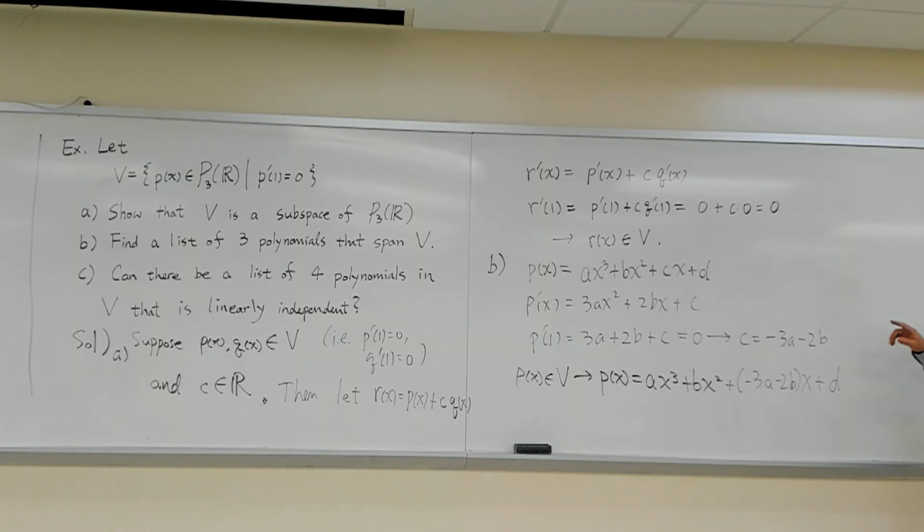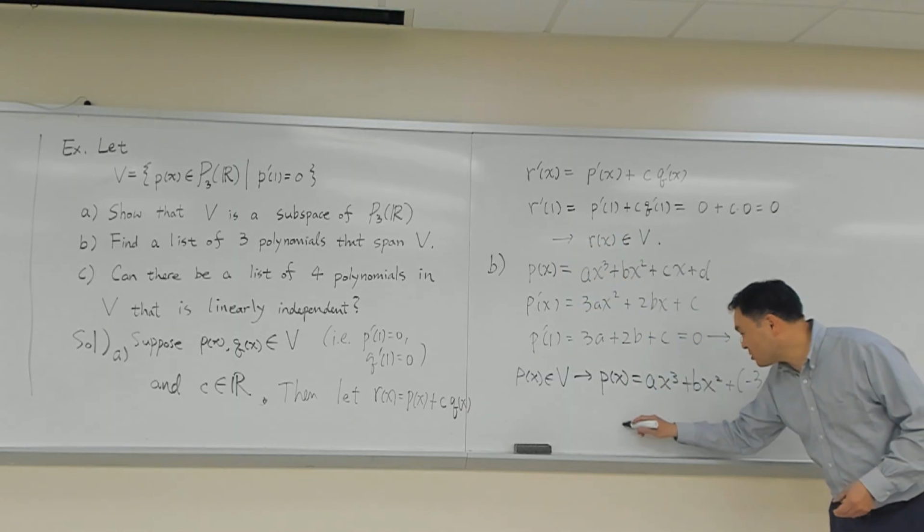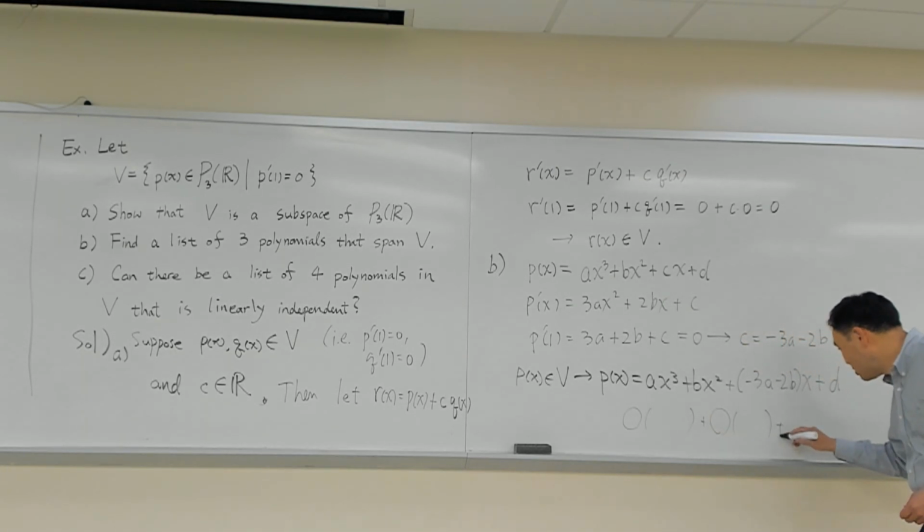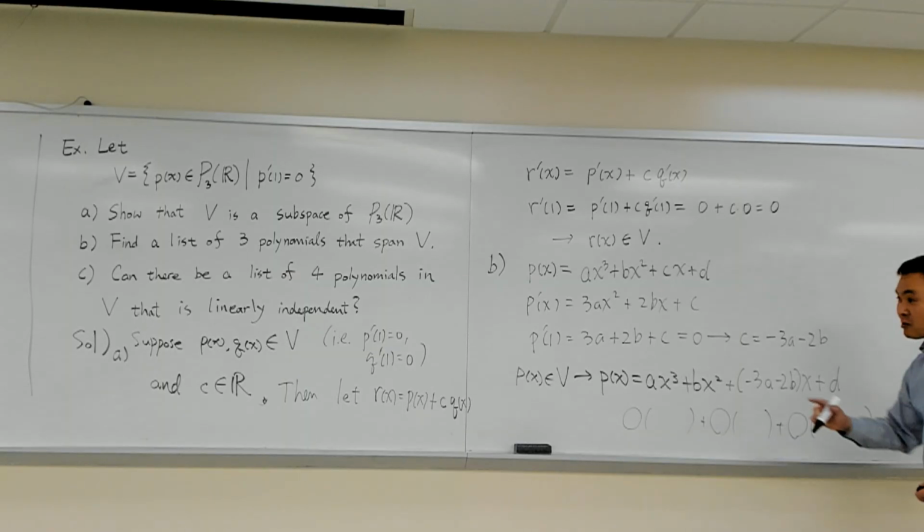Now, can you rewrite this as a linear combination of 3 specific polynomials? That's the next challenge. Can you do that? You have to think about it: it has to be something times some polynomial, plus something times some polynomial, plus something times a polynomial, because it said 3 polynomials, okay? And I want specific polynomials. What could those be?